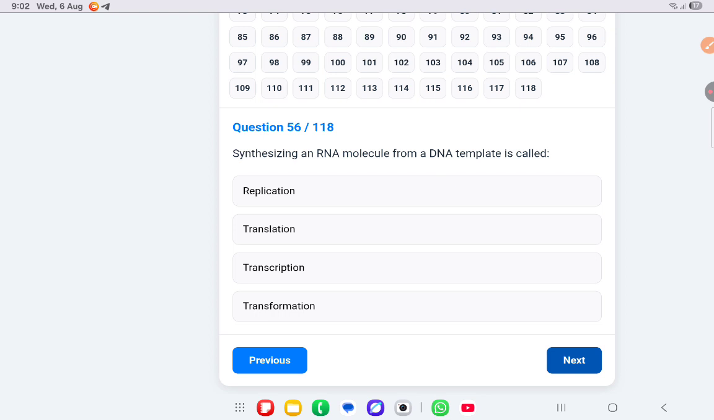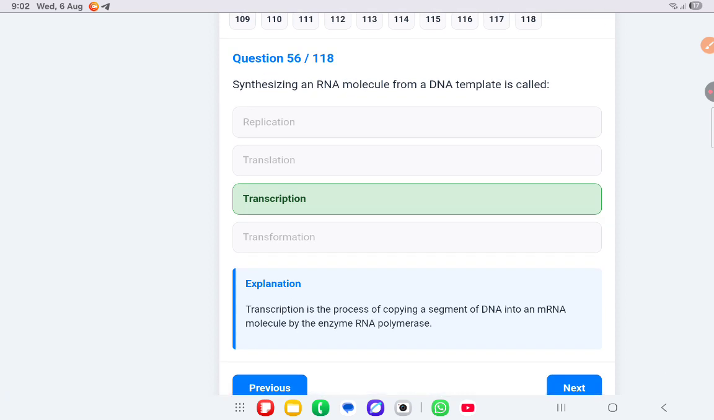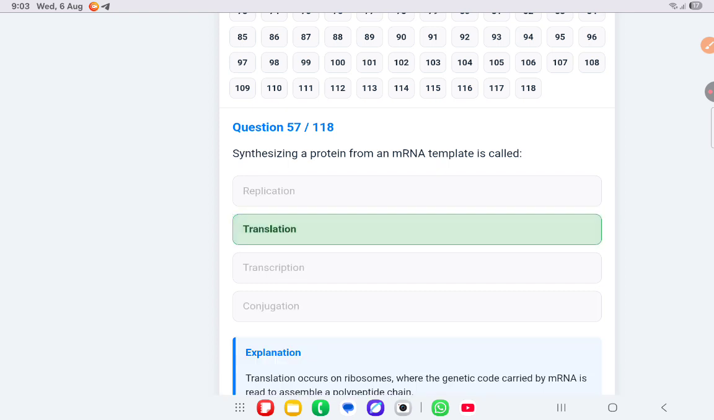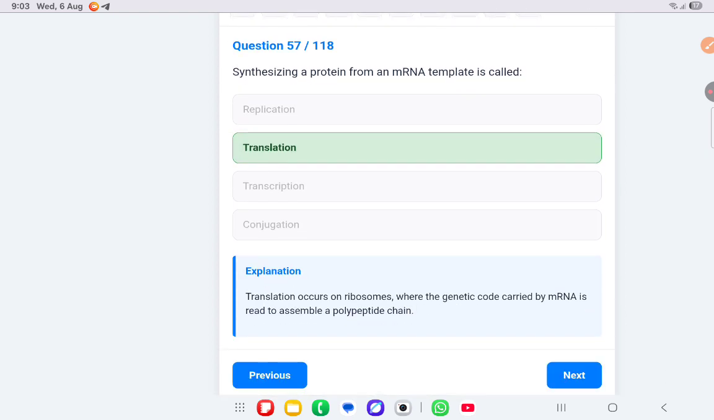Synthesizing an RNA molecule from a DNA template is called क्या कहता है? ट्रांसक्रिप्शन कहा जाता है. ट्रांसक्रिप्शन. Next, synthesizing a protein from an mRNA template is called translation. क्या कहता है वो? Translation.